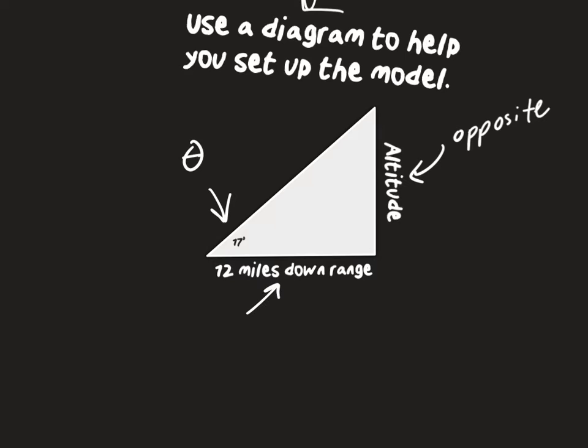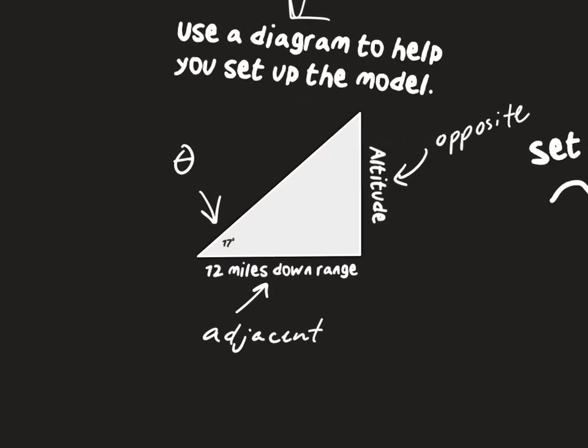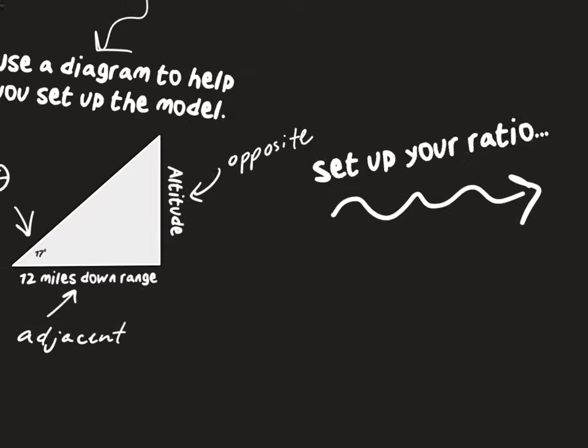So based on theta, we know where opposite is, and we know what our adjacent is. Those are the two sides that we have to use to figure out the altitude.